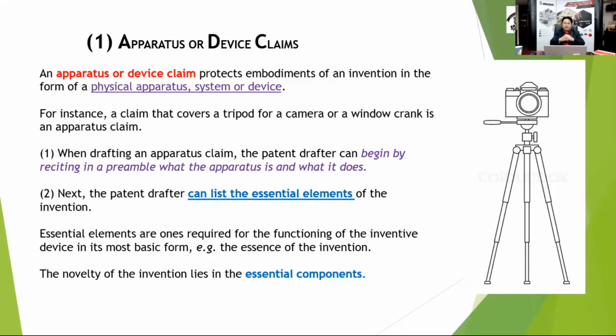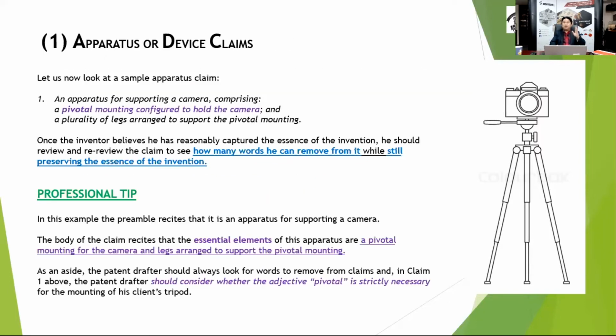The novelty of the invention lies in the essential components. So you have to remember, you have to list them down. Let me give you one example here. Let's look at an example of the apparatus claim. An apparatus for supporting a camera, comprising a pivotal mounting configured to hold the camera and a plurality of legs arranged to support the pivotal mounting. So you have two elements here, a pivotal mounting to hold the camera and many legs to support the mounting.